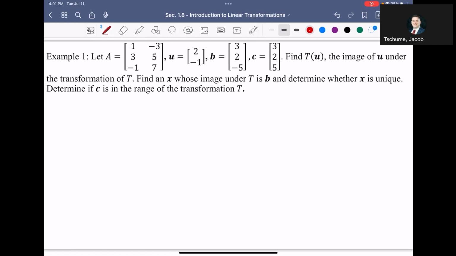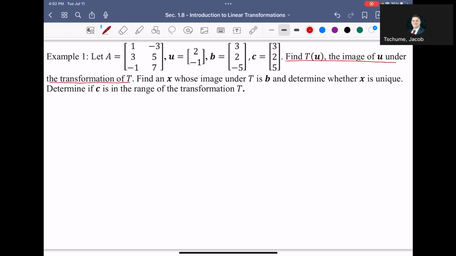It says, let A be this 3 by 2 matrix, 1, -3, 3, 5, -1, 7. We'll let the column vector U be 2, -1, column vector B be 3, 2, -5, and column vector C be 3, 2, 5. I want you to do a few things here for me. First thing we're going to do is find T of U, which is the image of U under the transformation T. I'm just going to do one question at a time as we go through this.